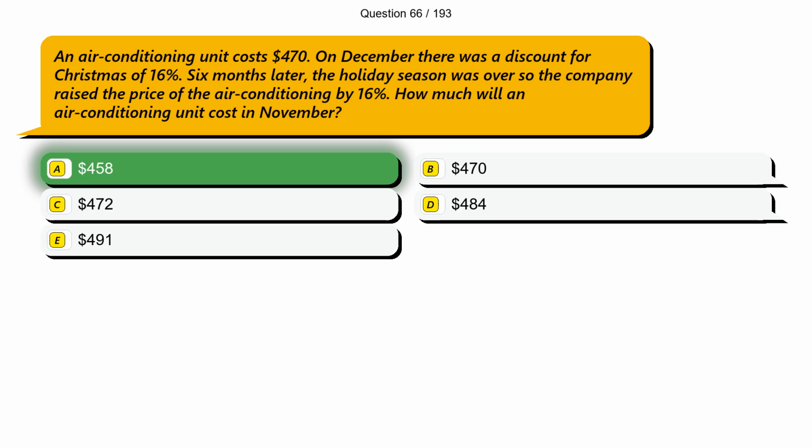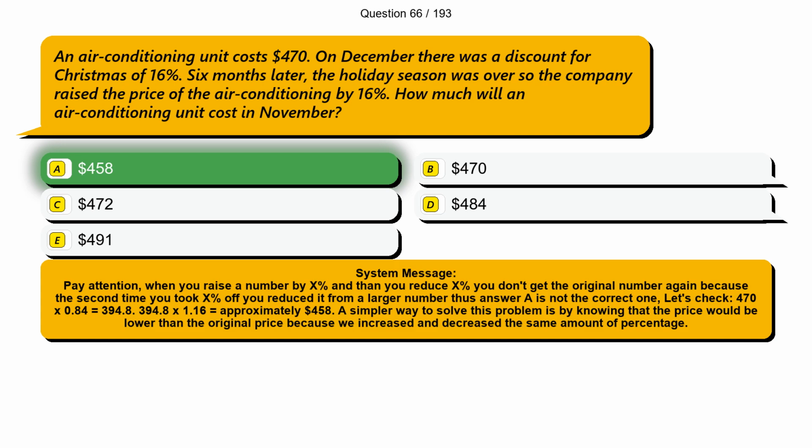The correct answer is option A, $458. Pay attention, when you raise a number by X% and then you reduce X%, you don't get the original number again, because the second time you took X% off you reduced it from a larger number. Let's check. 470 x 0.84 equals 394.8. 394.8 x 1.16 equals approximately $458. A simpler way to solve this problem is by knowing that the price would be lower than the original price because we increased and decreased the same percentage.